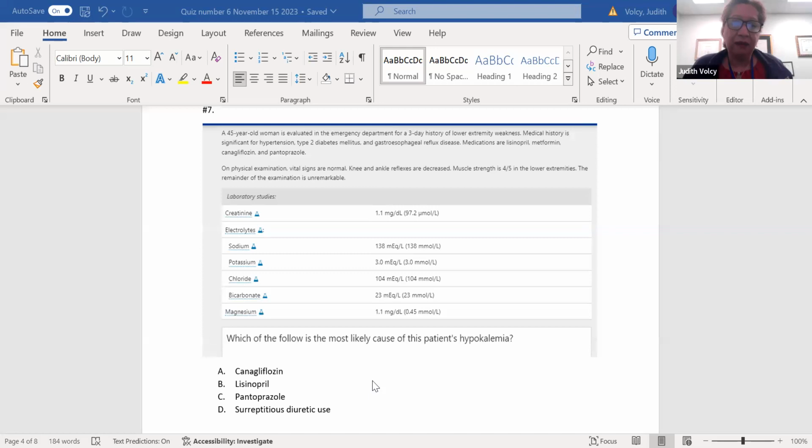But the main thing here is that the pantoprazole that she's on, as a long-term side effect, can cause hypomagnesemia. Which then, if you don't correct it, will cause the hypokalemia. So long-term use of proton pump inhibitor is the answer here.